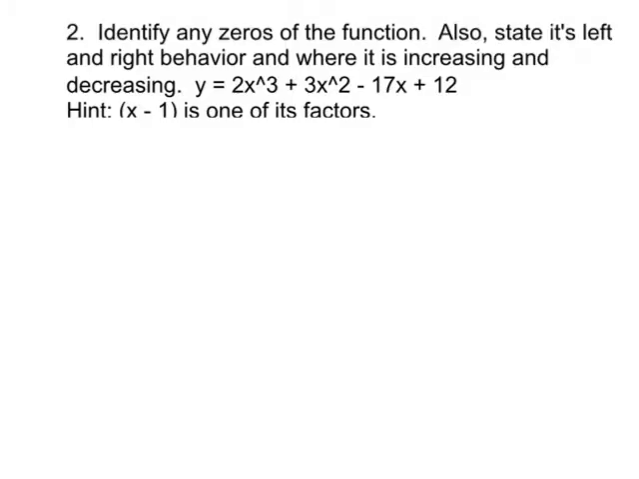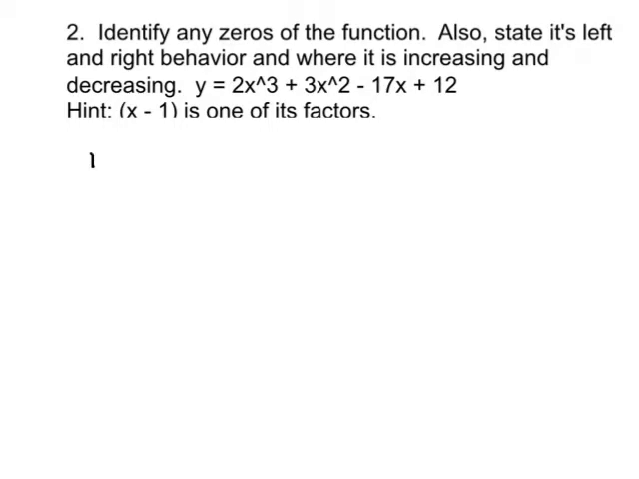Okay, it says identify any zeros of the function. Also state its left and right hand behavior and where it is increasing and decreasing. Okay, there's our function, and then the hint says that x minus 1 is one of the factors. That tells me that if x minus 1 is one of the factors, that means one of the zeros of the function is going to be a 1.